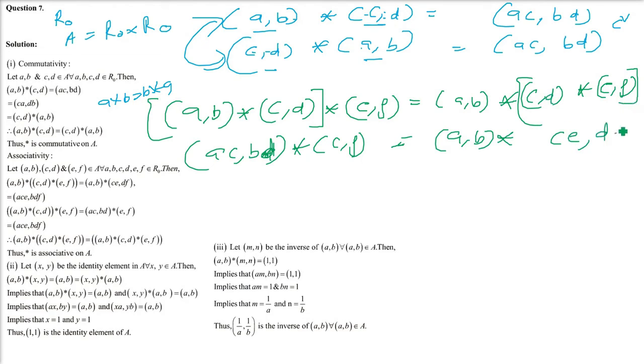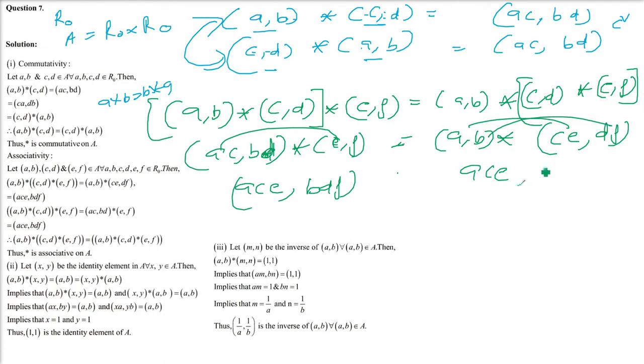Here AC into E means the first value of the pair has to multiply, so ACE, and you get BDF here. On the right also you get A into CE and B into DF, that is BDF. What do you see here? They are equal, that means they are associative. This operation is associative on this set. I hope you got the idea.